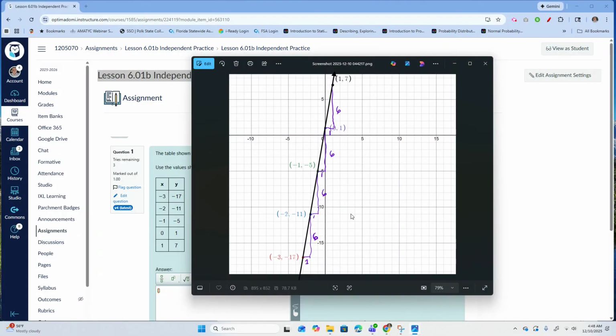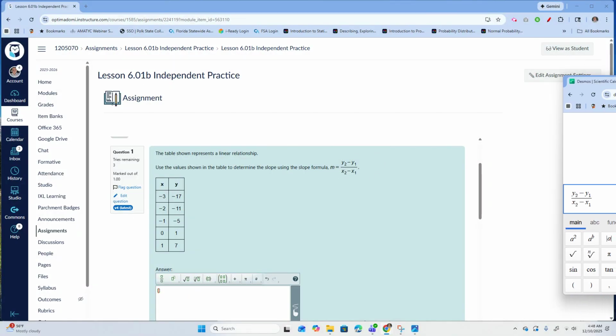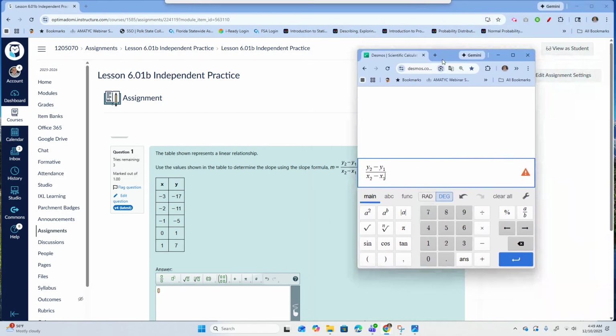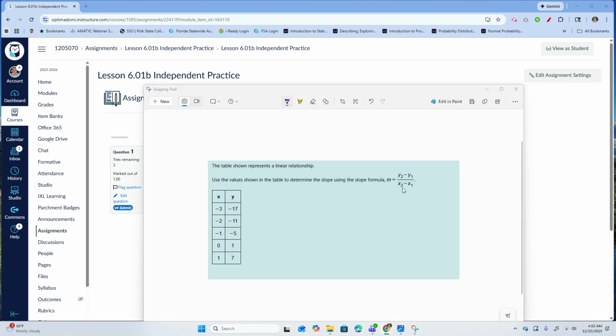But you don't always need to draw the steps. You don't always need the graph. Another way of doing it is using the slope formula. Here you're going to be using the calculator. I wrote the formula here in the calculator. What I'm going to do is replace each of these letters with numbers that come from the table. That's what I'm doing in this video, to show you how you do that.